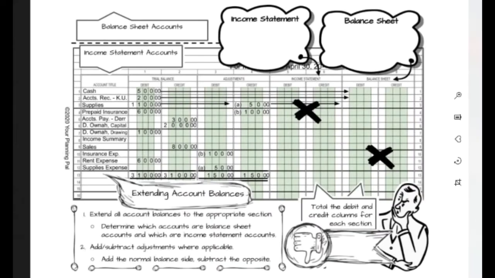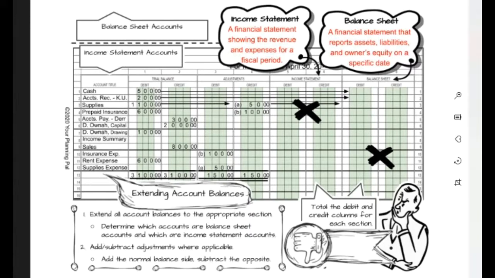On page 5, we're going to start with the definitions of income statement and balance sheet. This page is all about extending those balances all the way across. An income statement is a financial statement showing the revenue and expenses for a fiscal period. And a balance sheet is also a financial statement that reports assets, liabilities, and owner's equity on a specific date.